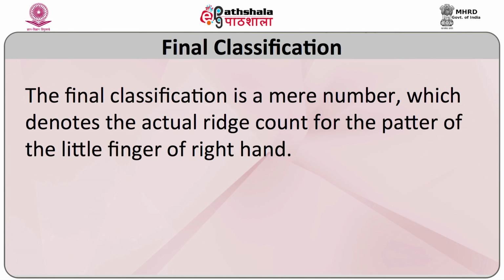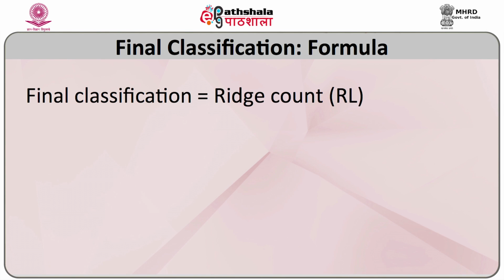The last category of the Henry system of classification is the final classification. The final classification is not a fraction but merely a number which denotes the actual ridge count of the pattern present on the little finger of the right hand. The formula for final classification is the ridge count of right little.